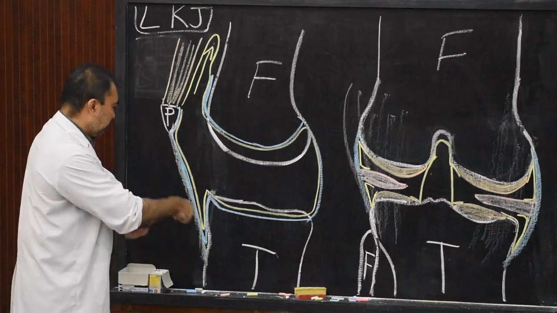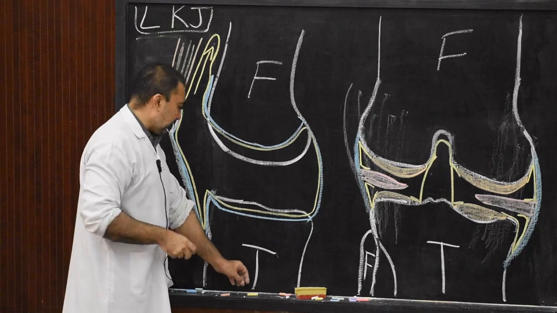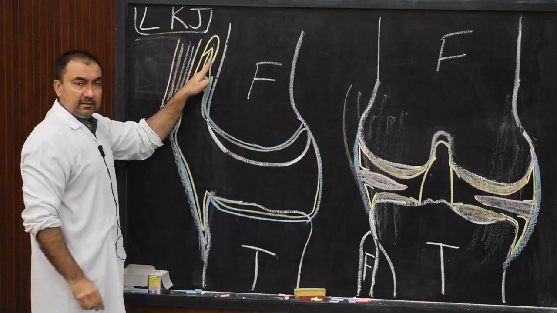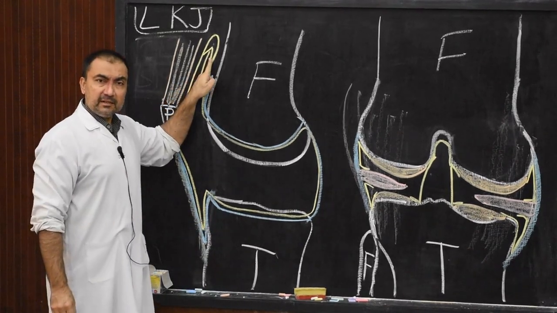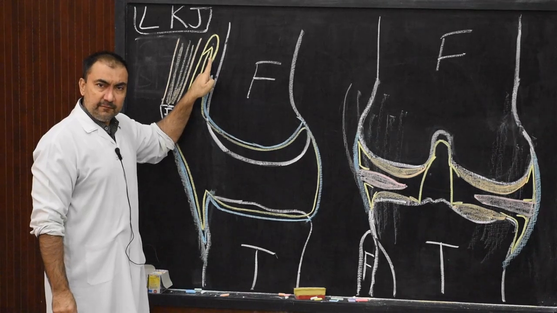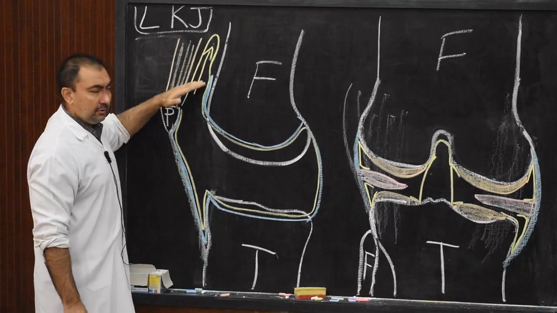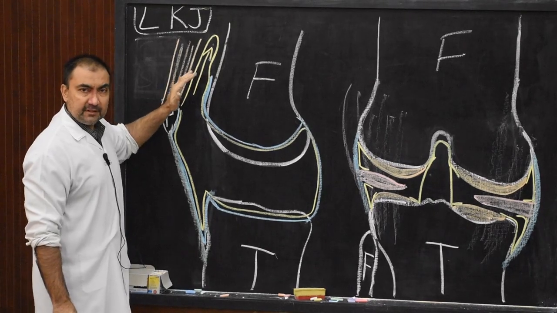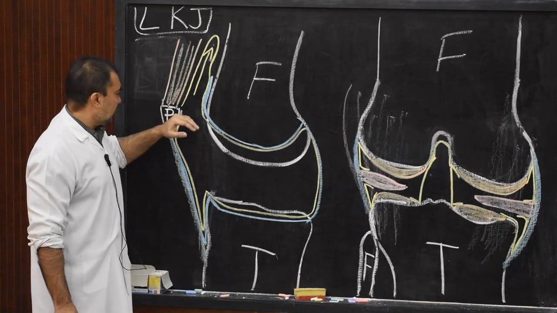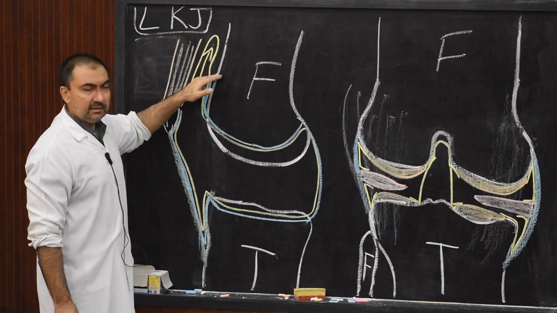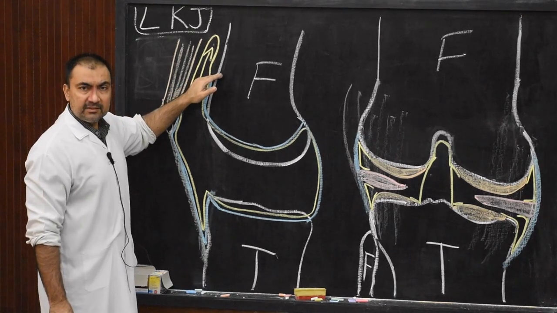So the synovial membrane will show a suprapatellar bursa in which it is projected above the capsule where the capsule is deficient. Above the patella, or the patellar articular surface of the femur, the capsule is deficient.